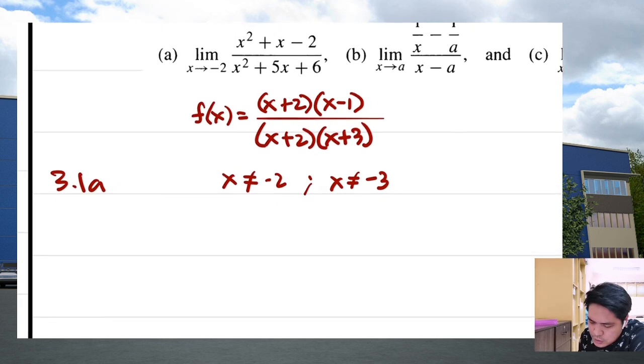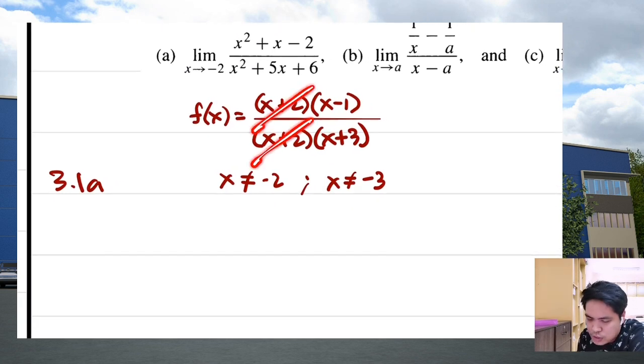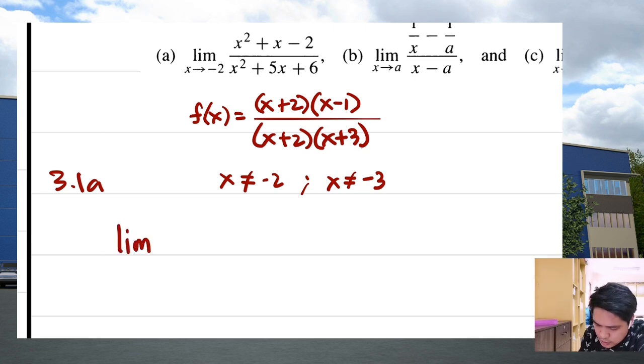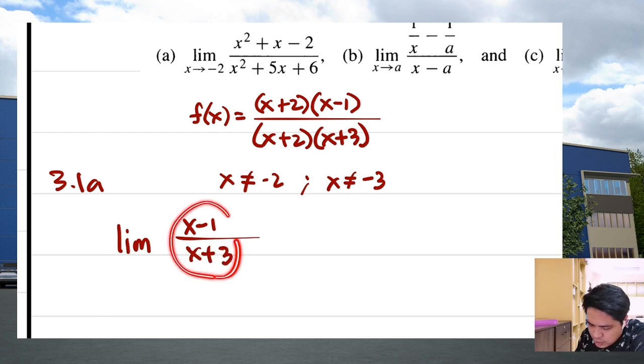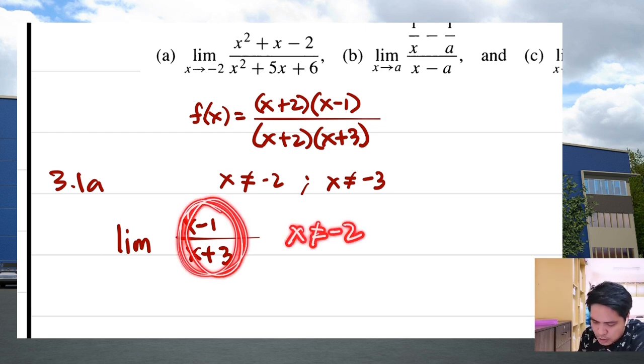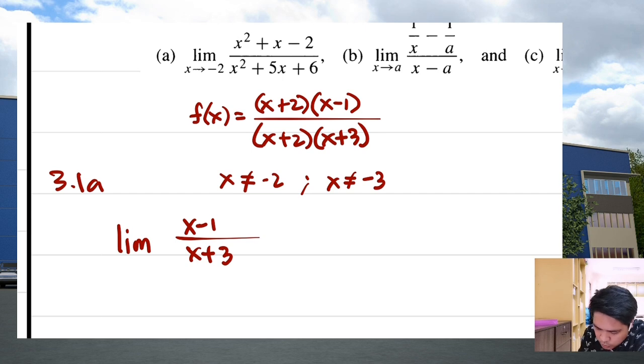So if you notice, we could just cancel out x plus 2. So ito na mabilin sa function, matitira sa function. Therefore, we could rewrite this as the limit of x minus 1 over x plus 3. And again, galing siya dito. So meaning, in this function, x cannot be equal to negative 2 pa rin, as x approaches negative 2.